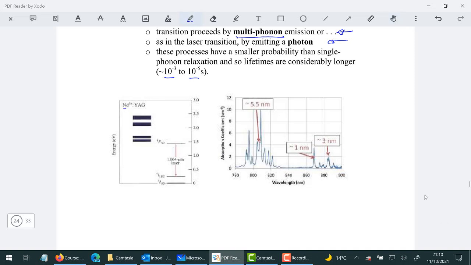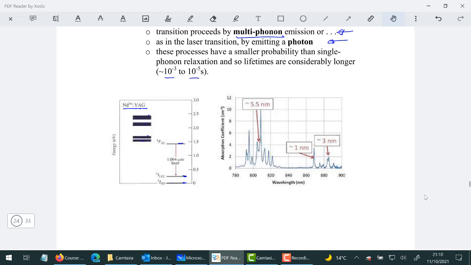So here's a graph showing you some neodymium YAG. So this is Nd3+, yttrium, aluminium, garnet, again a garnet crystal. You can see here's energy level 0, energy level 1, energy level 2, and again we have some pump bands for energy level 3.